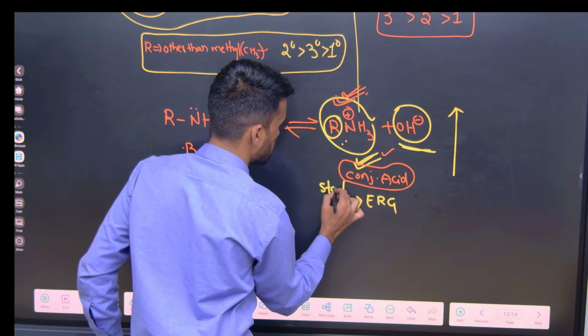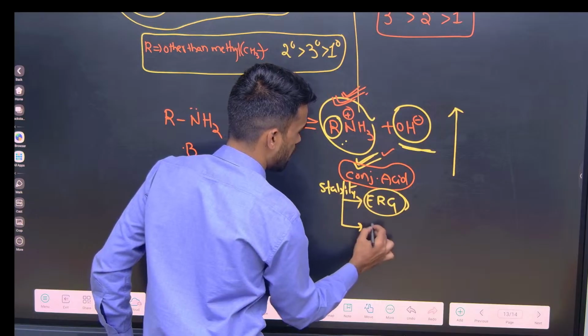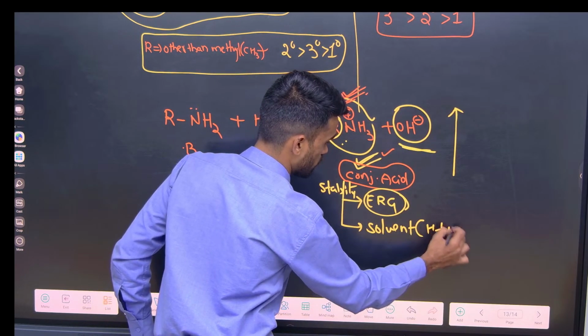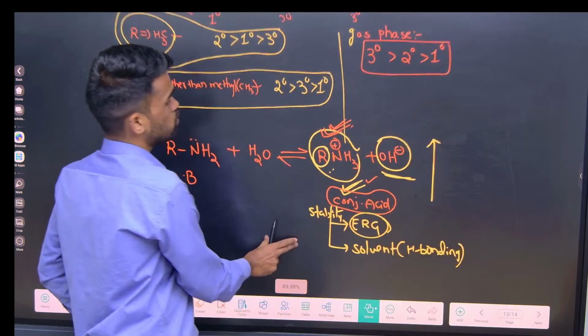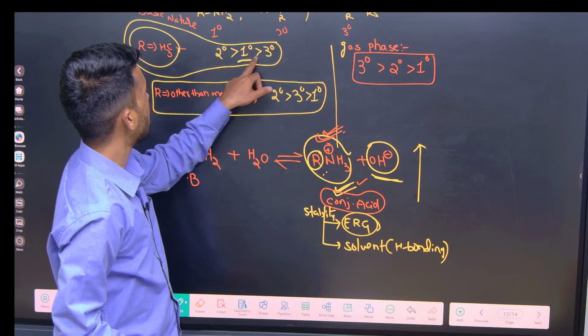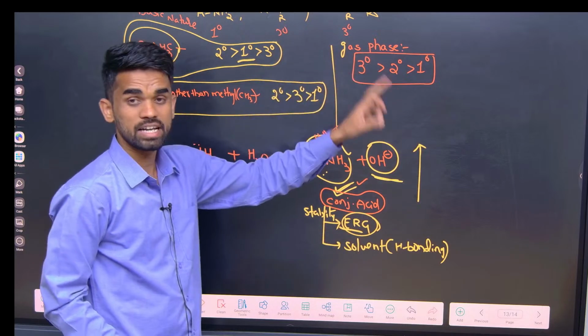Stability depends on what things? Stability depends on the electron releasing group and also the solvent effect, that is nothing but hydrogen bonding. These are the two factors to be considered. So more hydrogen bonds are formed when it is a primary amine, and more alkyl groups are there when it is a secondary or tertiary amine.